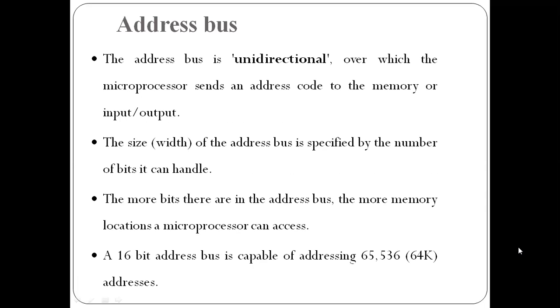Address bus is a unidirectional one over which the microprocessor sends an address code to a memory or an input output device. The size or the width of the address bus is specified by the number of bits it can handle. The more bits there are in the address bus, the more locations a microprocessor can access. A 16-bit address bus is capable of addressing 65,536, that is 64K addresses.